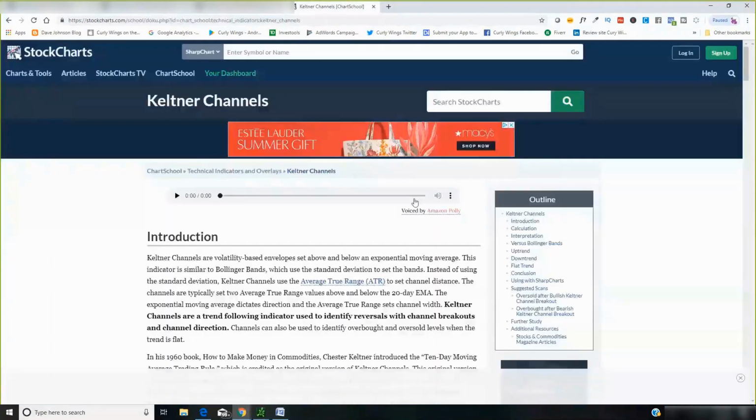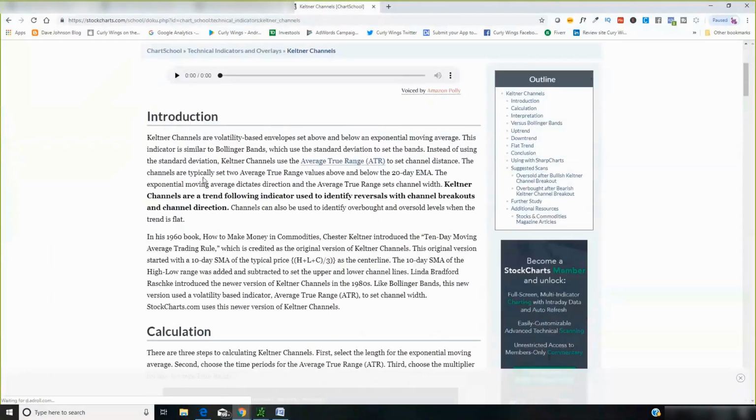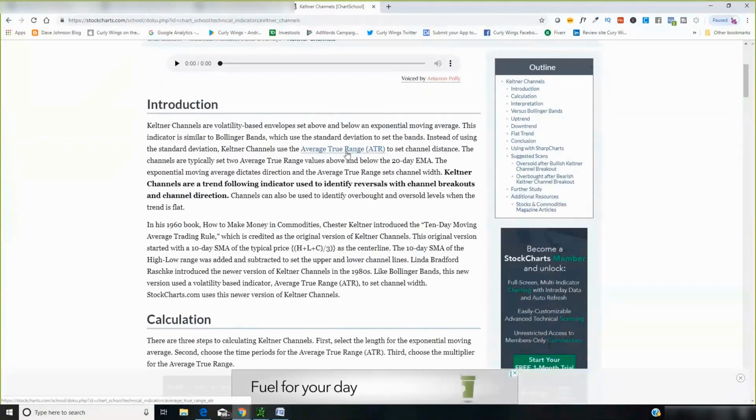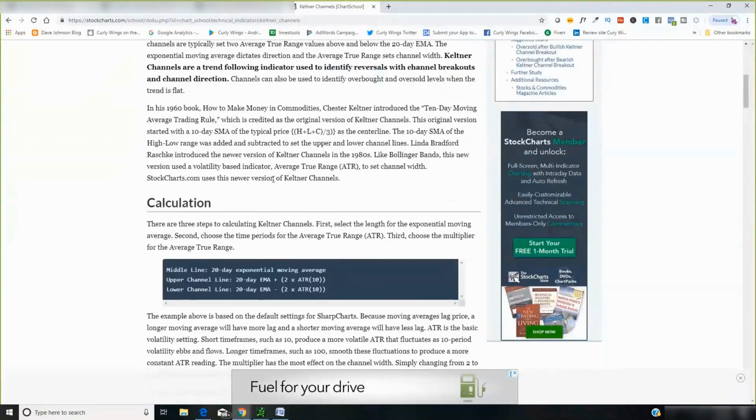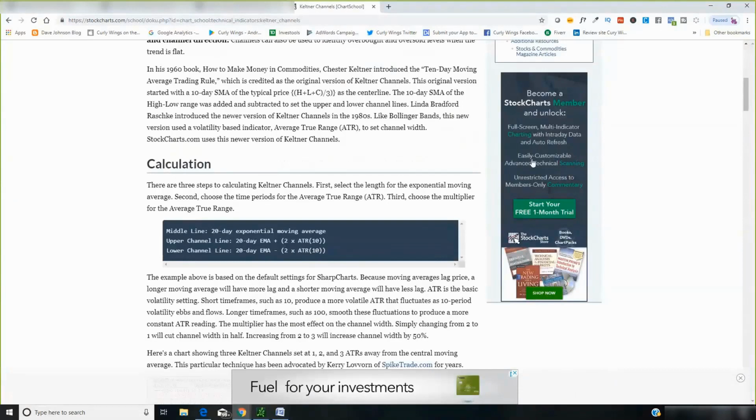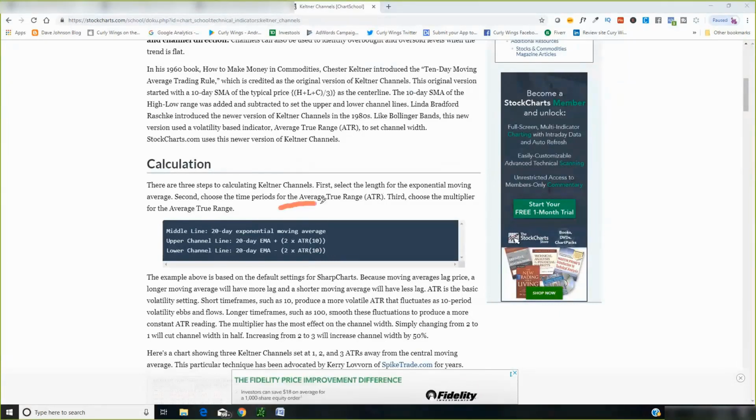And again, you can just kind of go here. Okay, volatility-based envelopes, measures the ATR. Just kind of research it. I never traded with the Keltner channels, but there are a lot of traders that do. Y'all know what this ATR is, the average true range, right? So that's really what the Keltner channel is doing, it's measuring the average true range or price.